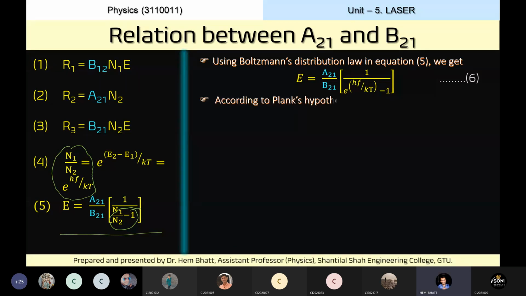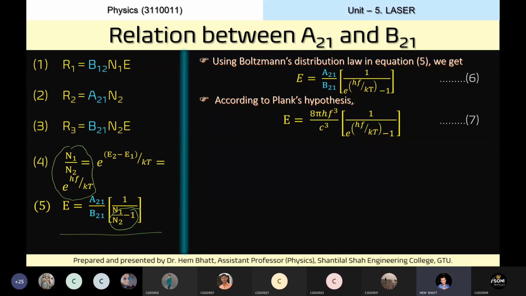Next, this is second thing which you will have to remember. Planck's hypothesis. આ equation તમારે યાદ રાખવું પડશે. Fourth equation યાદ રાખવું પડશે. Seventh equation યાદ રાખવું પડશે. So according to Planck's hypothesis, the energy or photon density can be given as 8 pi hf cube by c cube, bracket 1 upon e raised to hf over kt minus 1, where f is frequency, c is speed of light. So compare 6 and 7.